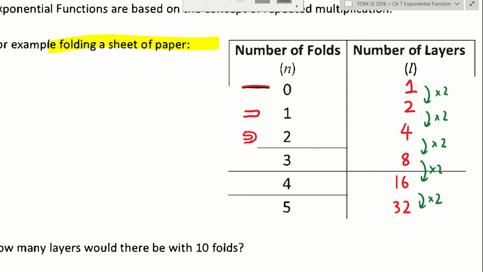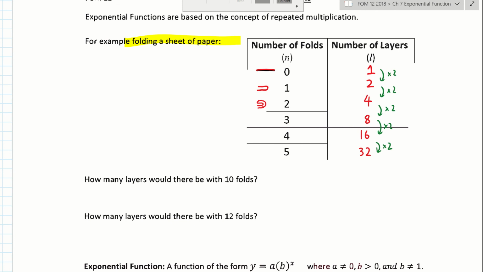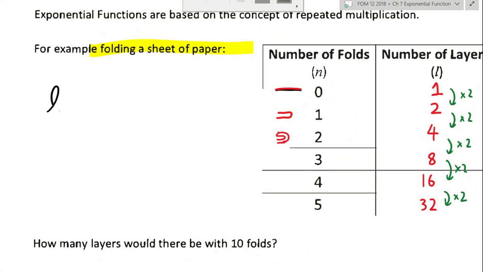If we are smarter about this, we think about the pattern, which is going to be L. I'm going to use L for layers. So L, the number of layers, is equal to, in this case, 2 to the power of n, where n is the number of folds. So this is the variable, and the variable is actually in the exponent, which is something new, right? We're used to having variables like x to the power of something, but now it's something to the power of x. The variable is in the exponent.